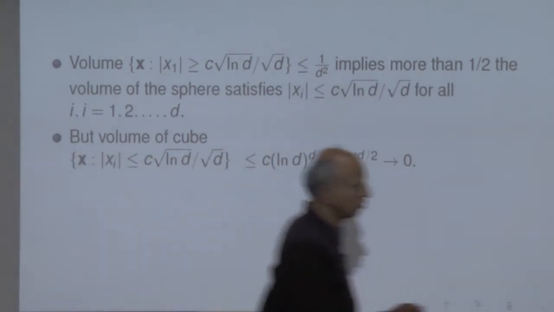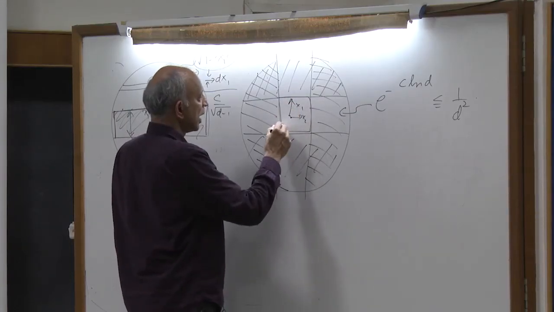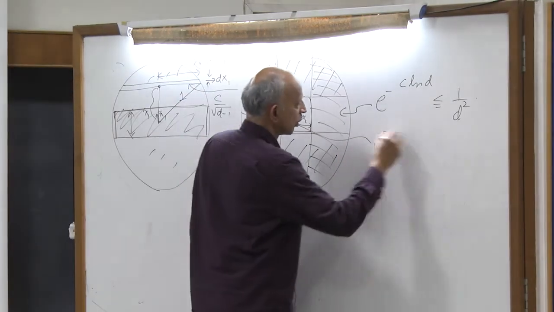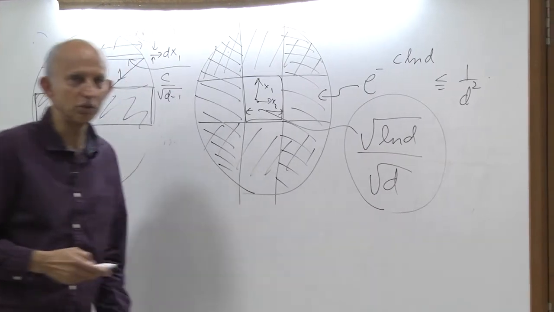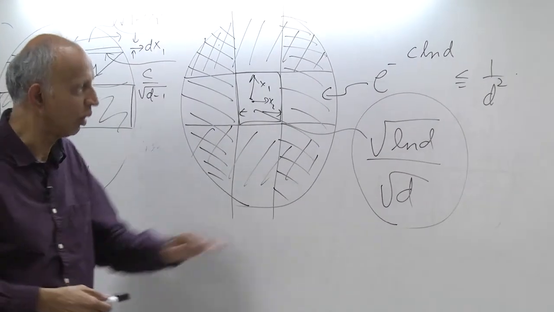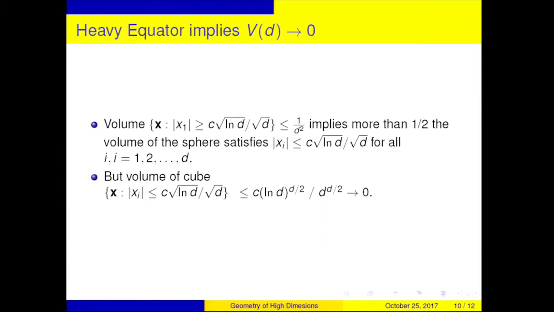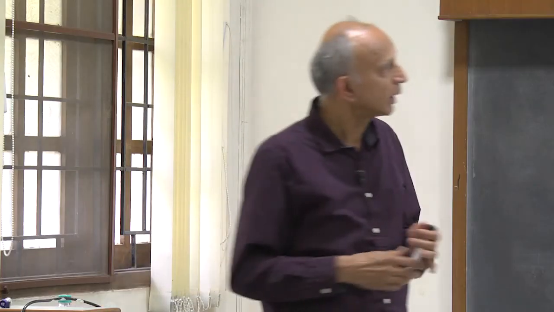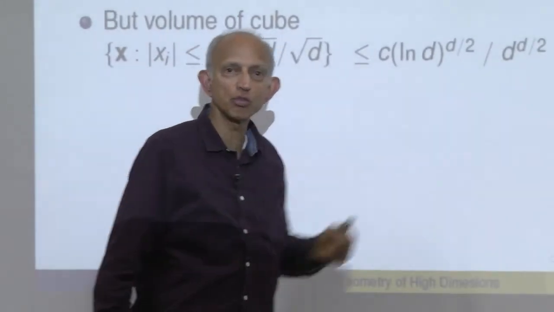Now, the cube has a much smaller side than the radius of the sphere, because the cube has only side about root log d over root d. Again, d is going to infinity, so this is going to 0. So it's a tiny cube, right? So what this is saying is that a tiny cube in the center of the sphere contains half the volume or more. Again, not a surprise anymore, because we've seen many of these things. And the cube's volume is the side raised to the power d, so that goes to 0, right?